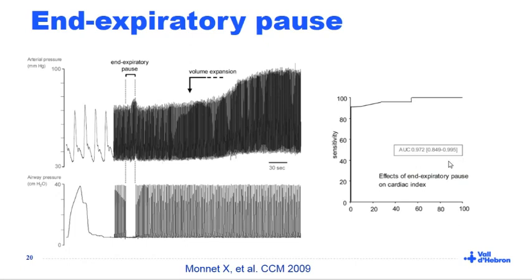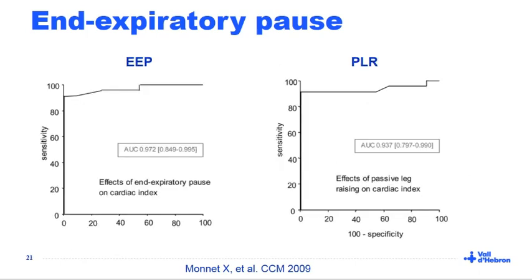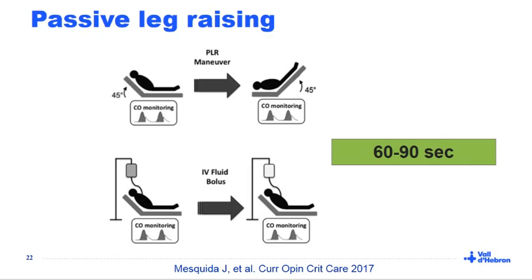And it has a very good accuracy in predicting which patients will respond or not to the fluid administration. Another classical maneuver is the passive leg raising. And in the same study, Xavier Monet compared the diagnostic accuracy of expiratory pause with passive leg raising. The values were almost the same, but maybe it's also easy just to put the trunk of the patient in the supine position and raise the legs for 45 degrees during 60 or 90 seconds and monitor again cardiac output.